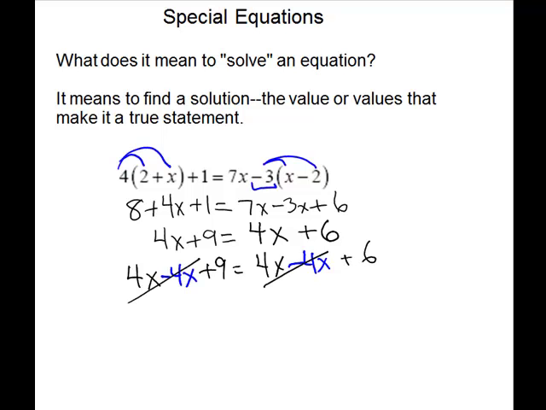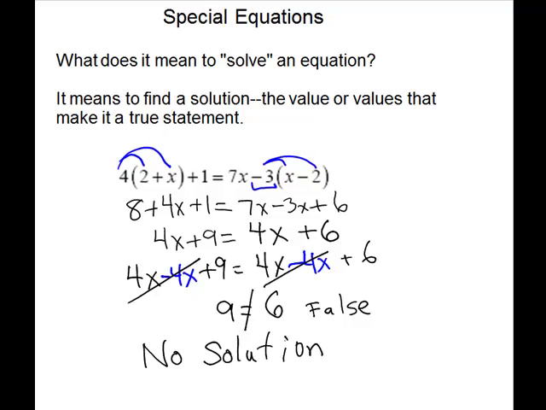But we'll realize that our variable term canceled. We don't have a variable to solve for. This time we ended up with a false statement. So we want to answer that there is no solution. This one will never be true.